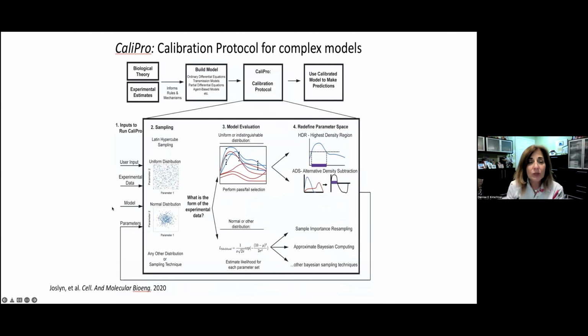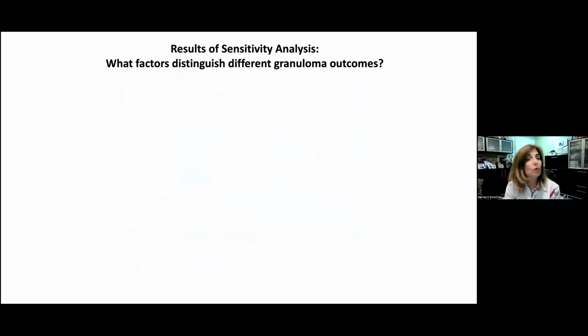Very briefly, one slide here: you have user input, you sample your space for the different parameters that you have. Here I sampled using Latin hypercube sampling. Then you run your model and decide pass-fail criteria, and that allows you to iterate this process until you really hone in on the parameter space that you want to use. Somebody asked me that question in the first talk about parameters. CaliPro would be a good way to help you find the actual parameter range that you think is most relevant for the biological system that you're studying. This paper has appeared in Cell and Molecular Bioengineering, and again, it's all on our website.